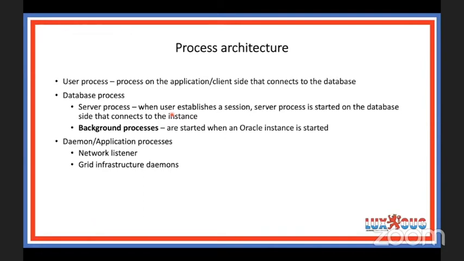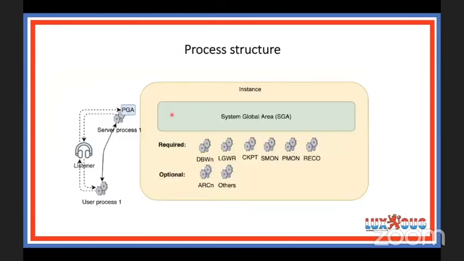Server process: when a user establishes a session, a server process is started on the database side and connects to the instance. Background process, as we've seen before, is responsible for reading the data from disk and writing to the buffer and vice versa. Application processes and daemons are the network listener and grid infrastructure daemons. So what processes do we have in Oracle?